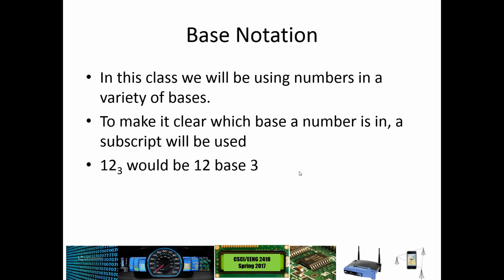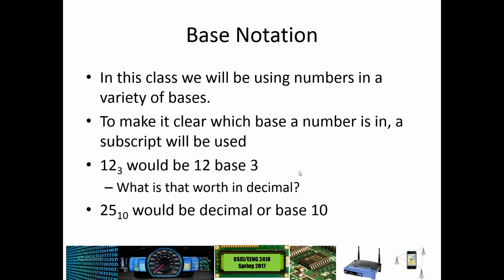So if you had 12 base 3, that would be 1 times 3 to the 1 plus 2 times 3 to the 0. So in decimal, 12 base 3 would be 3 plus 2, which is 5. 25 base 10 would be the standard 25 that we've been used to our whole lives, so that is in base 10.